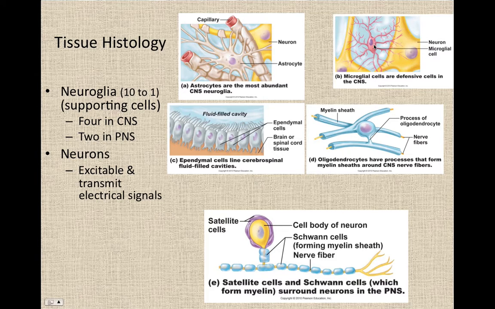Microglial cells are going to be defense cells, so they're part of the immune system. And so they're going to be there just in case something gets past that blood-brain barrier, so that it can fight it off before it does any damage to the neurons.